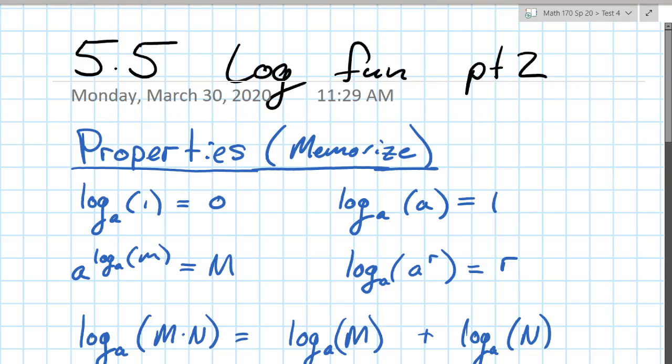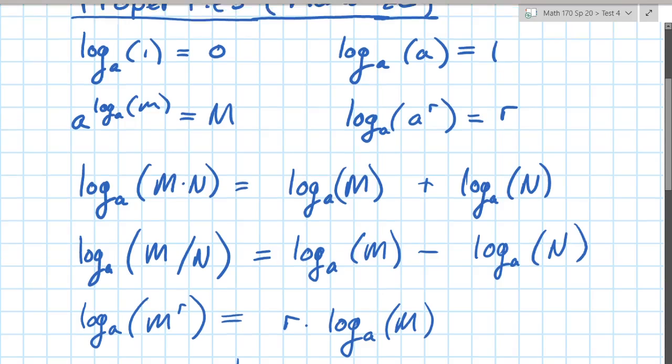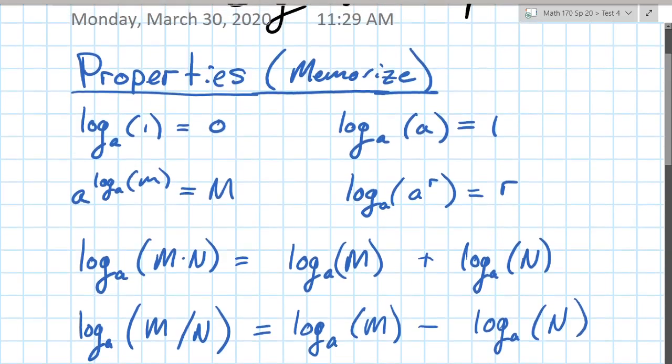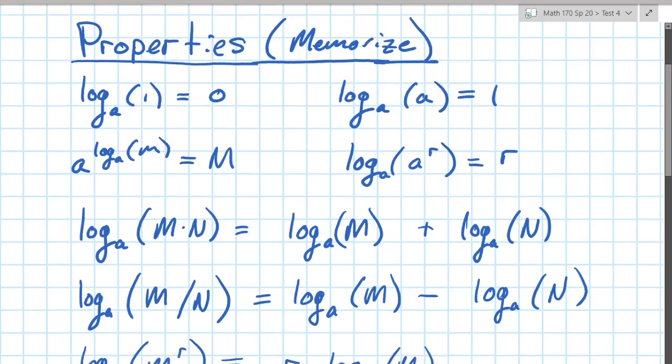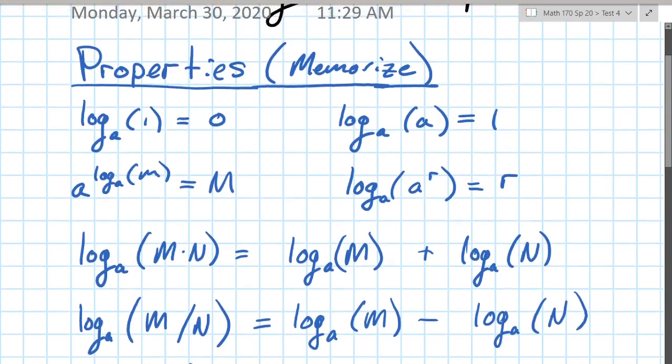The next one, log base a of a is 1, because a to the 1 power equals a. The next one says a raised to the log base a of m equals m. This gives us a way to cancel out a log or to get rid of a log function.